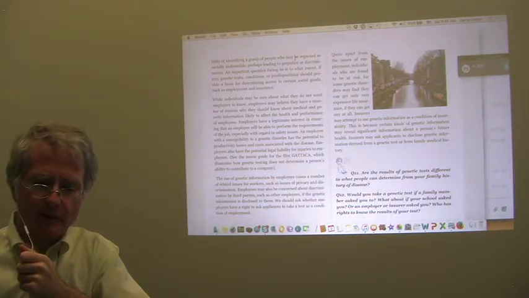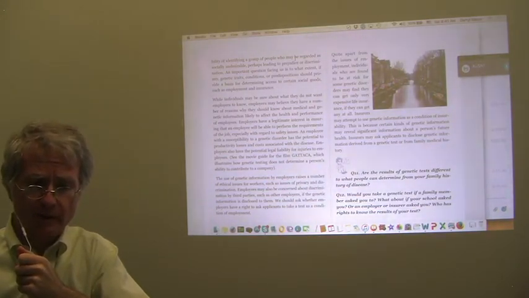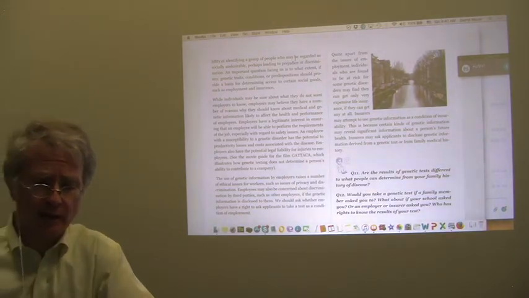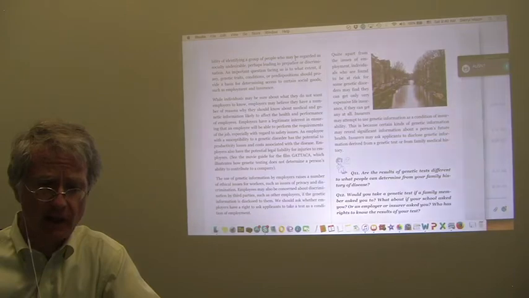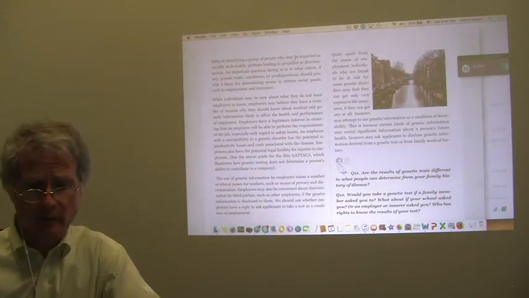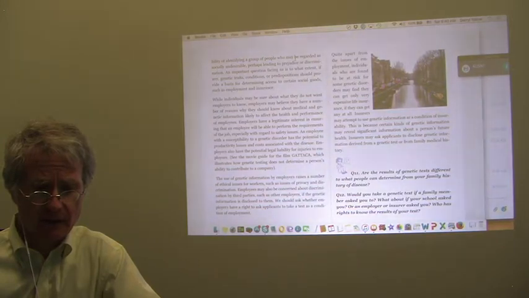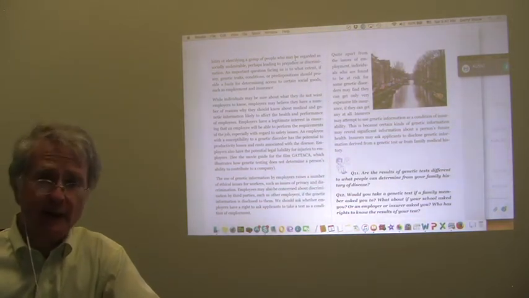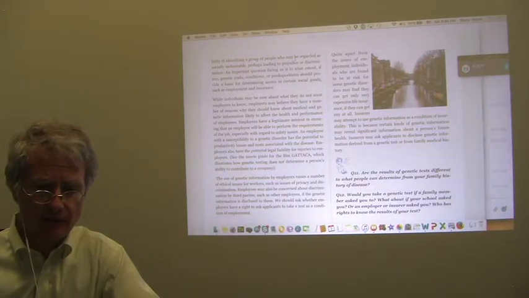While individuals may be sure about what they do not want employers to know, employers may believe that they have a number of reasons why they should know about medical and genetic information likely to affect the health and performance of employees. Employers have a legitimate interest in ensuring that an employee will be able to perform the requirements of a job, especially with regard to safety issues.